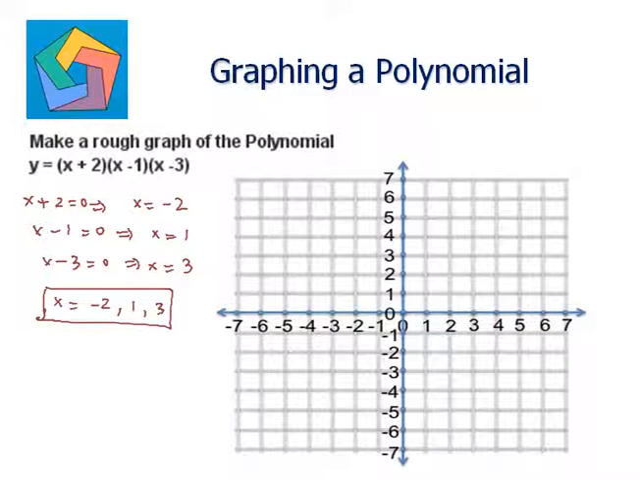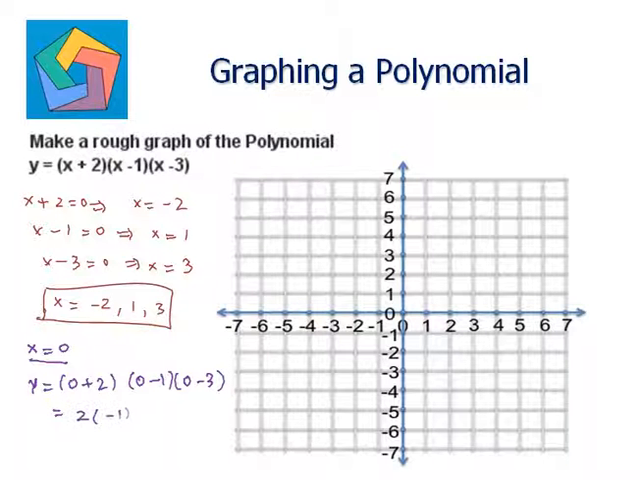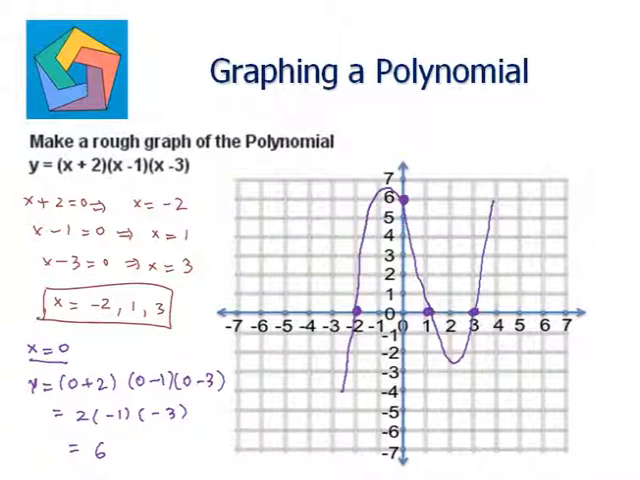Y-intercept: put x as 0. Y is equal to 0 plus 2 times 0 minus 1 times 0 minus 3, which is 2 times negative 1 times negative 3. 2 times 3 is 6. So the y-intercept becomes 6. So negative 2, 1, 3 and 6 is the intercept here. Since this is positive, this will start from here. This should be the graph.